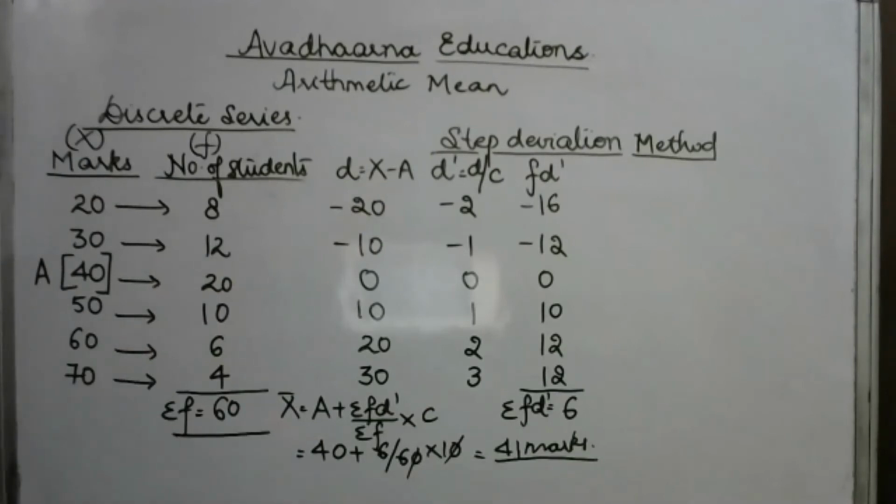I hope that all the three methods of calculating arithmetic mean in case of discrete series, that is direct method, assumed mean method, and step deviation method, are clear to everyone.